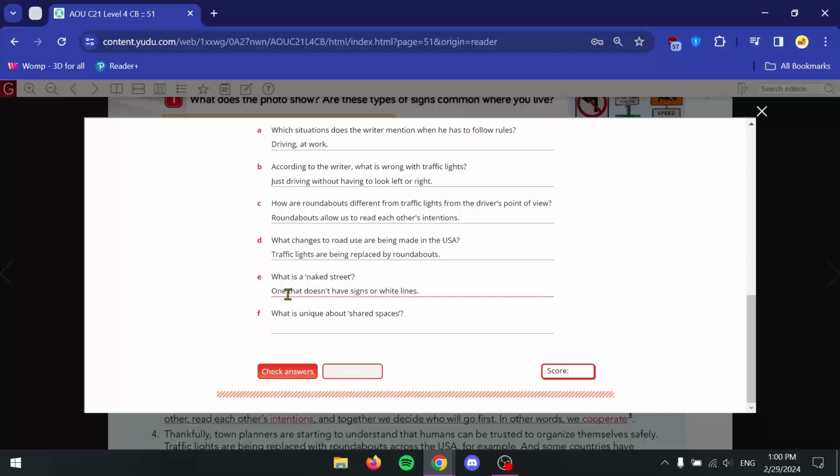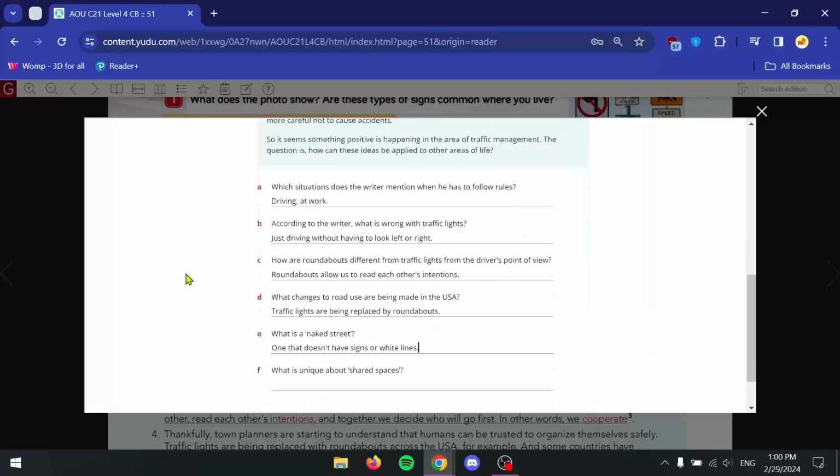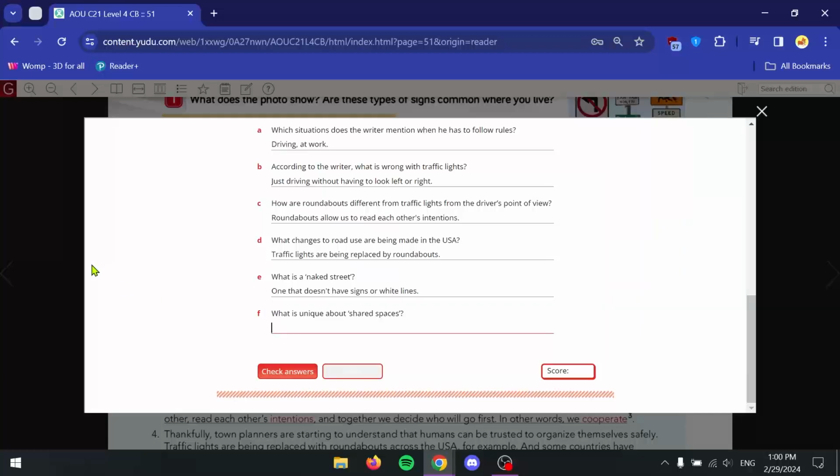What is unique about shared spaces? Let's go back to the text. There has been an increase in shared spaces in town centers. These areas are shared between drivers, cyclists, and pedestrians, with no lanes telling people where they should be. Okay, so what is unique about shared spaces?